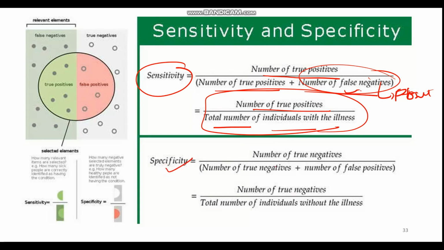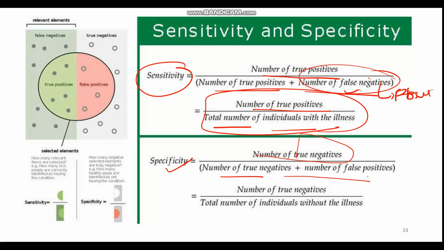And specificity is the terminology which uses the number of true negatives. So it is working on negativity. Sensitivity is working on positivity. Specificity is working on negativity. So it is the number of true negatives divided by the number of true negatives plus the number of false positives.